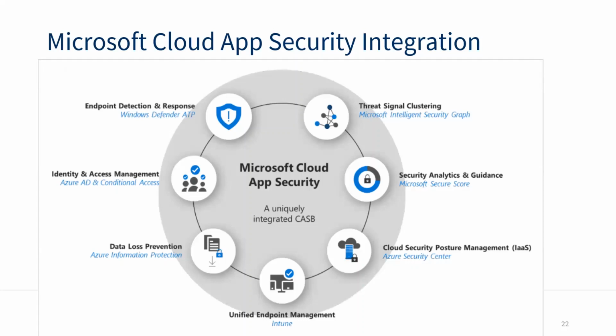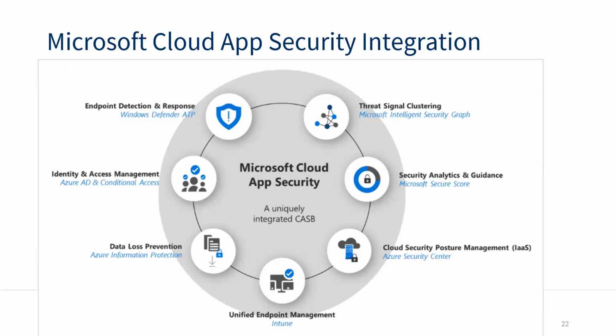So it can use the threat signal clustering from the Microsoft Intelligent Security Graph, security analytics and guidance by using the Microsoft Secure Score. So Microsoft uses its intelligence to help identify and feed up the risks that you may have in your institution or in the configuration of your tenants and cloud services based on the intelligence that Microsoft is gathering on the back end, so that you don't have to try to identify all the threats on your own. You're able to take advantage of this wealth of knowledge that Microsoft is providing.